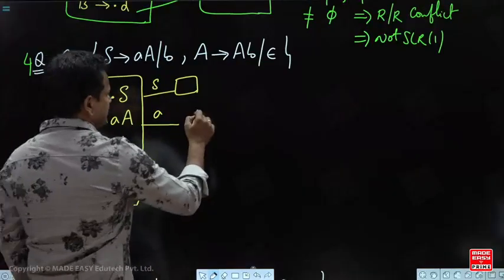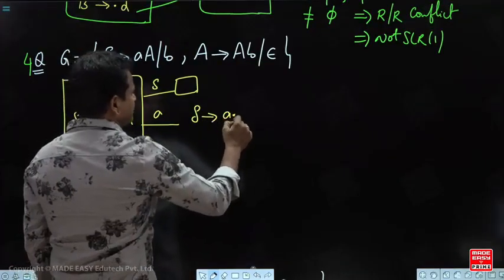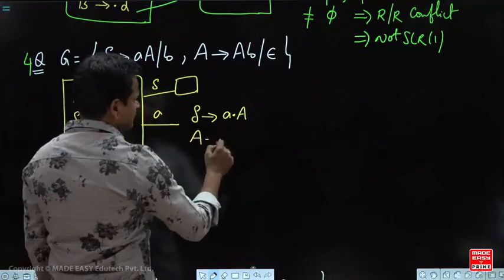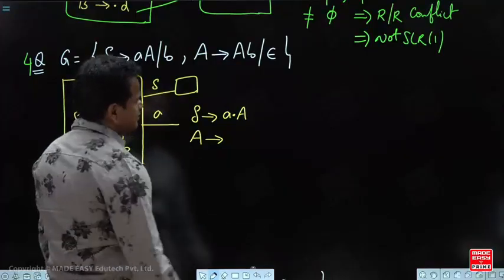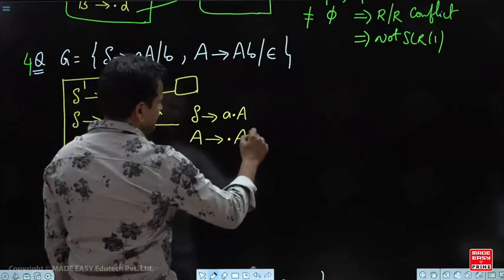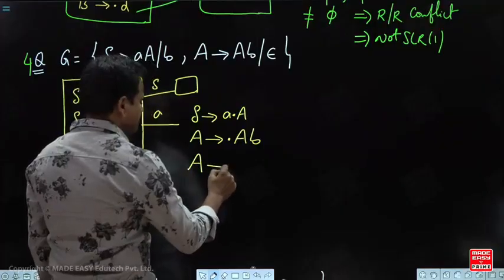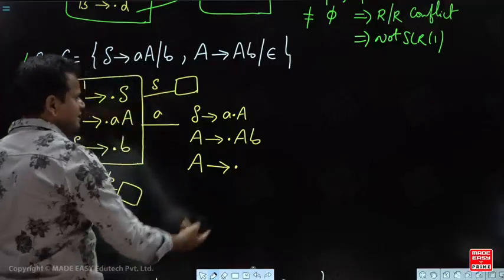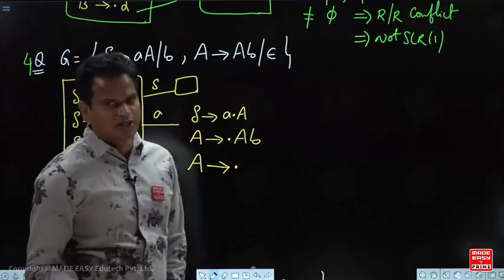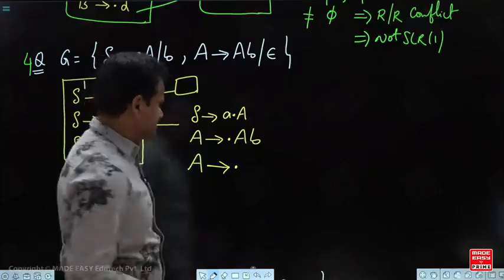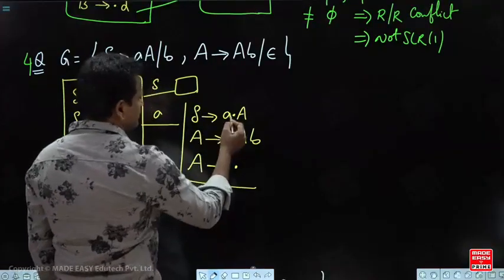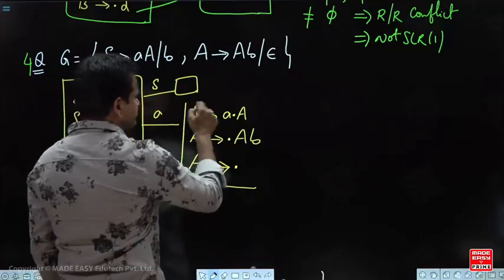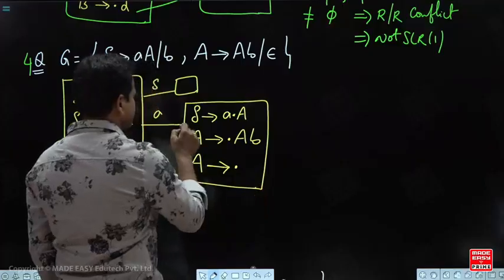And on A, if I write goto on small a, then shift the dot, and dot after A. Now add A productions: one is AB and the other one is epsilon. This is the way of writing epsilon productions. Simply A goes to dot. Don't write dot epsilon. It is just dot. That's it. Now dot after A we have added. Again dot after A, if you add, you will get the same, so no need to write the same production multiple times.